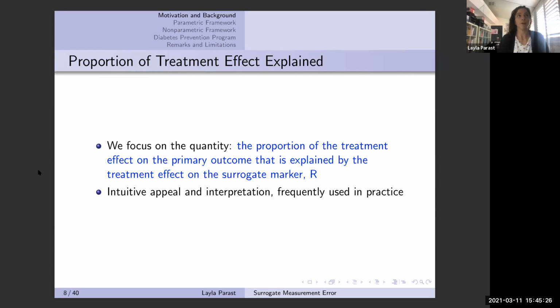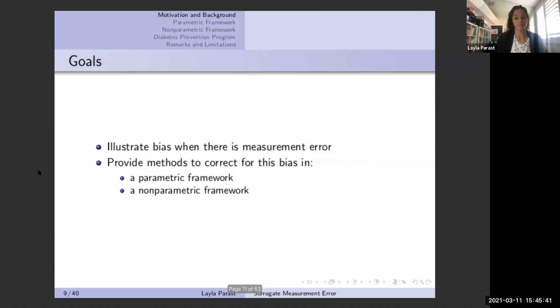There are certainly other methods that could be used, but this is just one that I'm focused on here, and focused on how you correct for measurement error when there's a surrogate and you want to obtain this quantity. So my goals are to illustrate the bias when there's measurement error in estimating this R quantity and to propose methods to correct for this bias in both a parametric framework and a non-parametric framework.